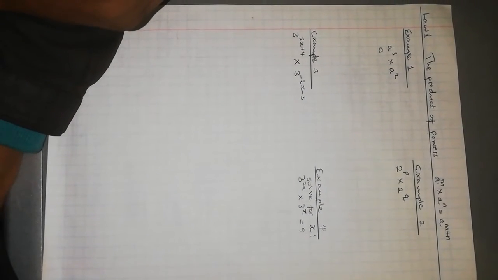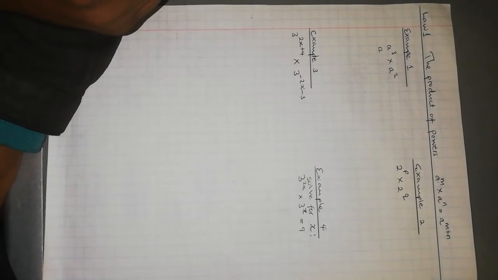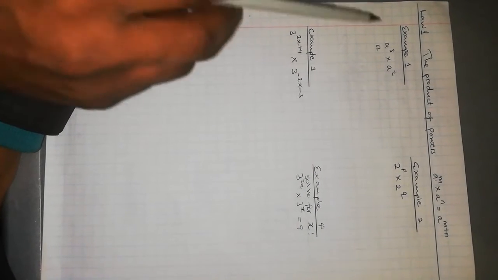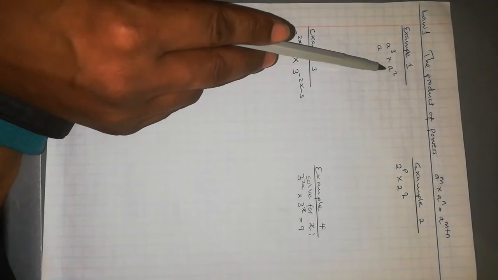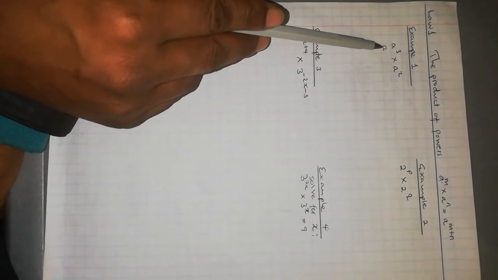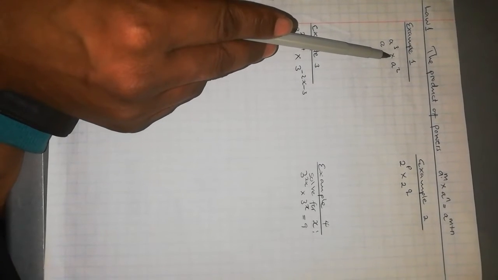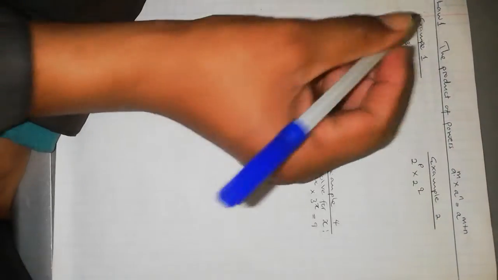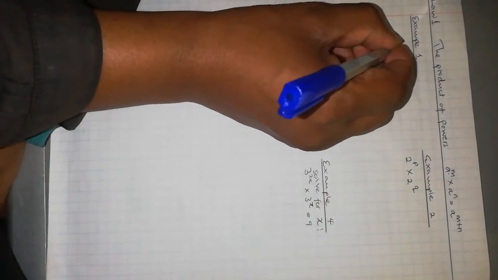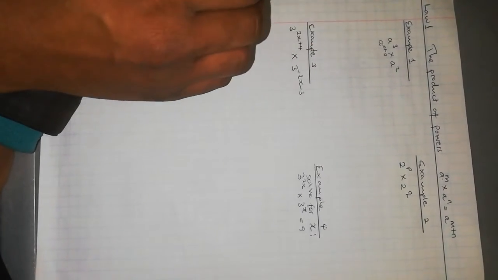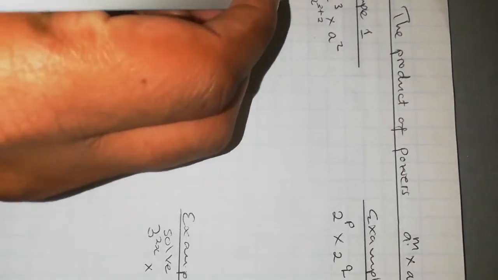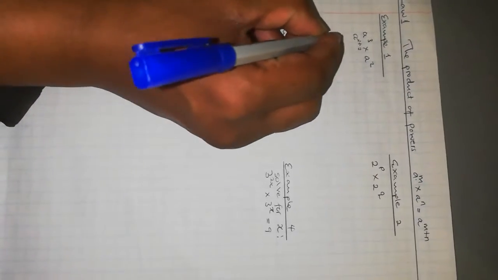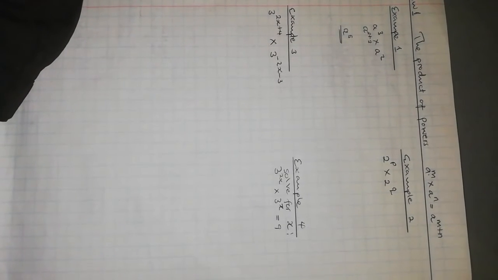Okay, let's look at the examples. Example number 1 says a to the power 3 times a to the power 2. So what we do, we look at the bases. We've got a here and another a there, so it means you just copy one a. Since we've got a multiplication sign, we add the powers. So I'm going to place a 3 plus a 2 there. We know that 3 plus 2 is equal to 5. So the next thing, we place that a to the power 5.